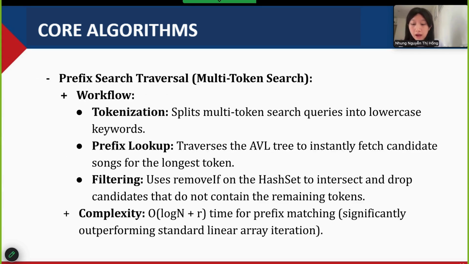And second is our prefix search traversal. When the user types a multi-word query, we tokenize the input. We traverse the AVL tree to quickly fetch candidate songs for the longest word. Then we use a hash set removeIf function to filter out songs that don't match the remaining words. This approach gives us a highly efficient O(log n plus R) search time, significantly outperforming standard array iteration.